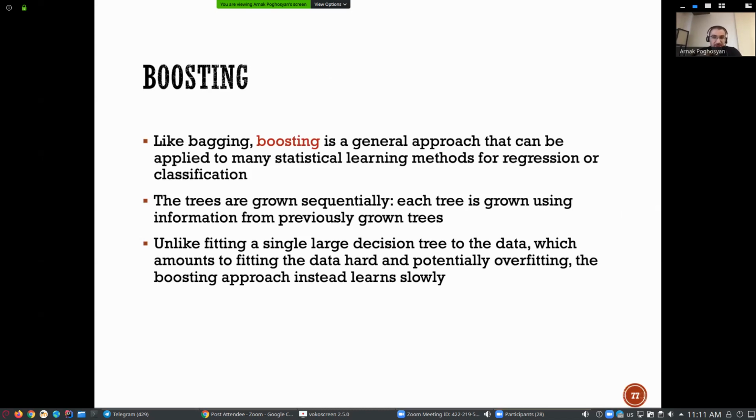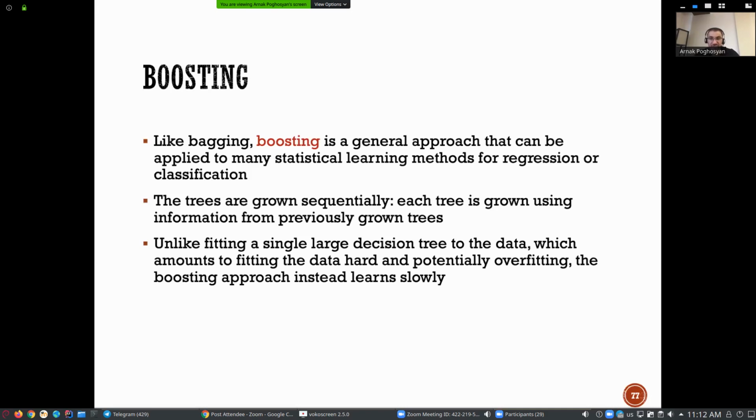So boosting, like bagging, is a general approach. By the way, very important thing: boosting, bagging, and random forest are known as ensemble methods. Why ensemble? Because we have aggregation of final results. We don't have one individual tree. When you are using different trees and then on average you are getting the prediction, this is known as an ensemble method. So boosting is a general approach that can be applied to many statistical learning methods. Not only for decision trees, but for other approaches, we can apply boosting, both for regression and classification. So the trees are grown sequentially, like in series expansions.